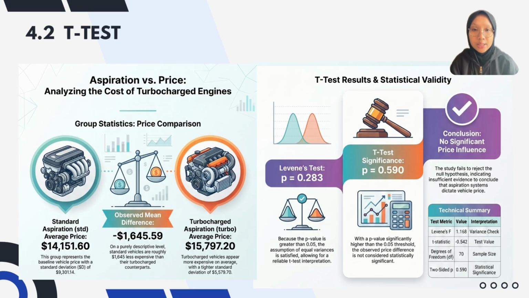Now, let's look at the descriptive statistics. The results show that the vehicles with a standard aspiration system have an average price of 15,151.060, while vehicles with a turbocharged aspiration system have a higher average price of 15,797.20. This indicates that turbocharged vehicles are generally more expensive by approximately 1,645.59. In addition, the standard deviation shows that there is some variation in vehicle price in both groups.